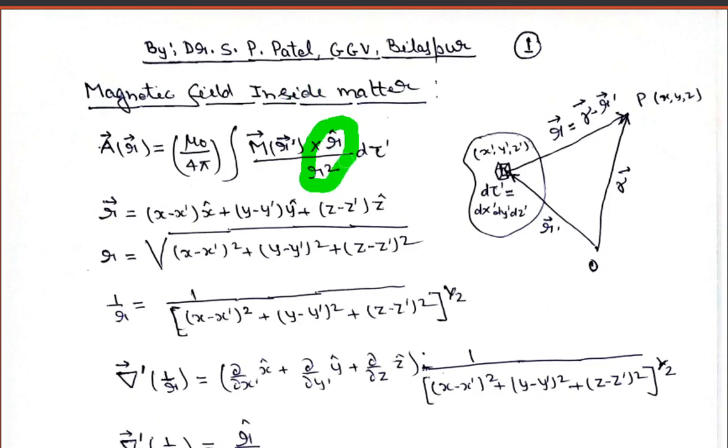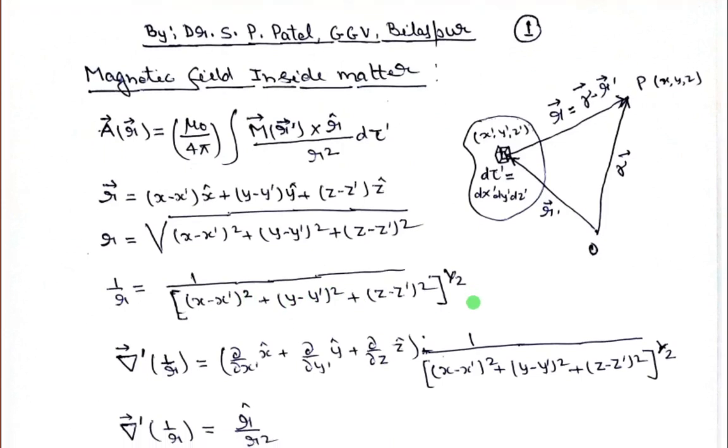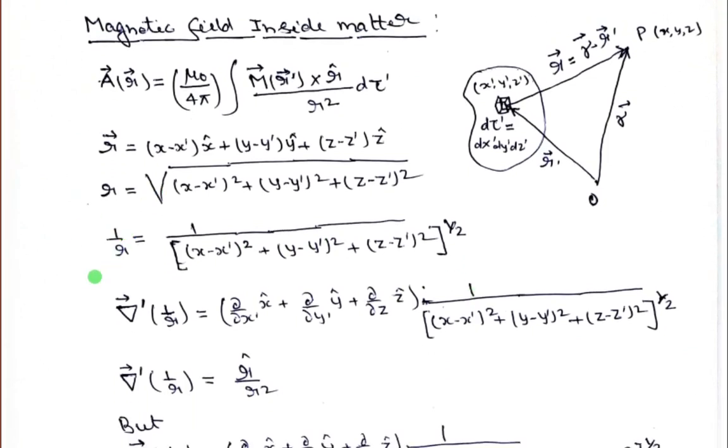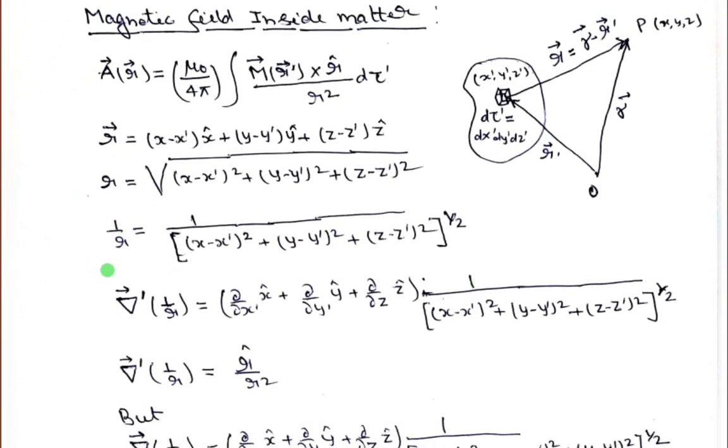My aim is to write this vector potential by replacing this r unit vector upon r squared with some other quantities. That is why I have taken 1 upon r. 1 upon r is 1 upon the square root of (x minus x prime) squared plus (y minus y prime) squared plus (z minus z prime) squared.